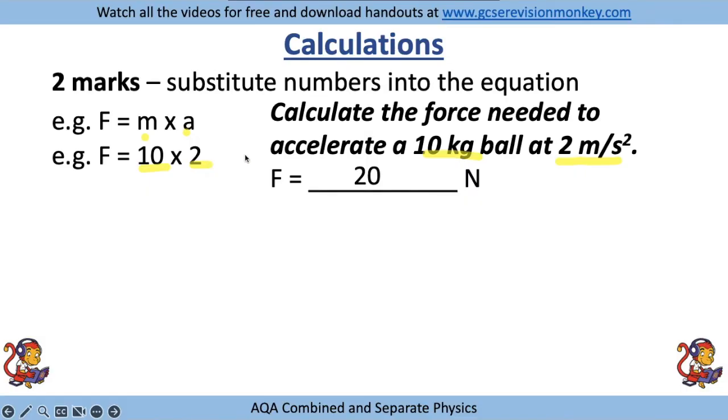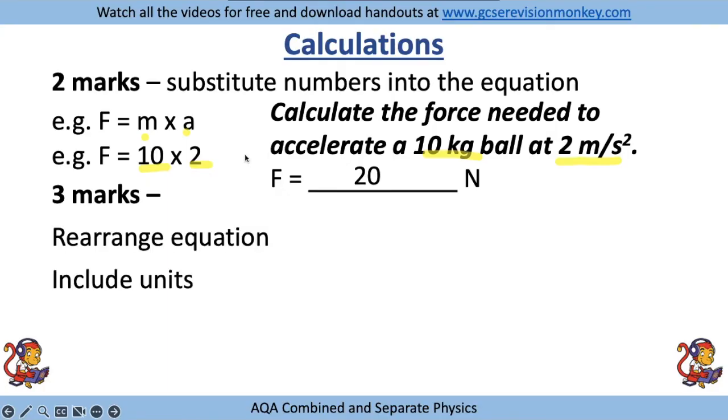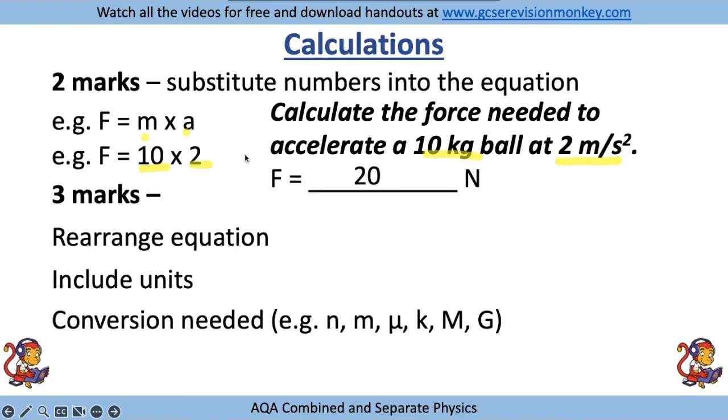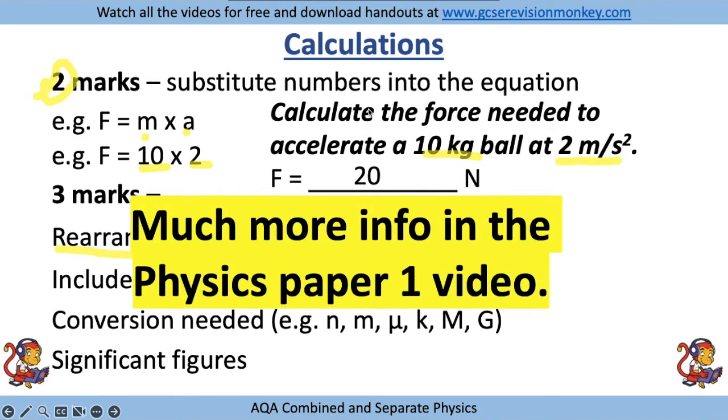If you see a 3-mark question, then expect either that it needs a rearrangement, or you have to include units or conversion needed, for example, nano, micro, milli, kilo, mega, giga, that you would have to convert first of all, or that you need to give your answer in significant figures. Now, occasionally they'll give you a 2-marker and expect you to rearrange it, but normally they give you an extra mark for rearranging the equation. There's much more detail on these in Physics Paper 1 and how to do these, but I'll assume that you've watched that and then we'll move on to the required practicals.